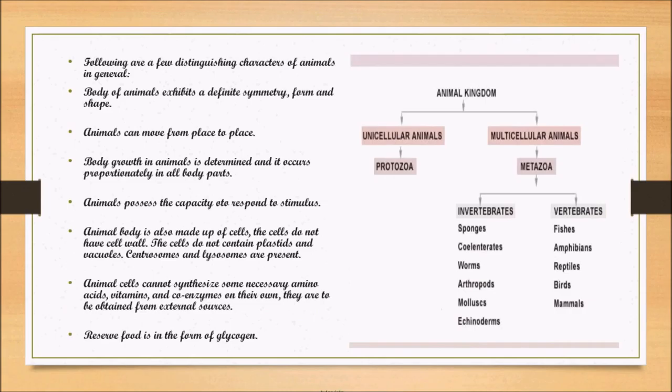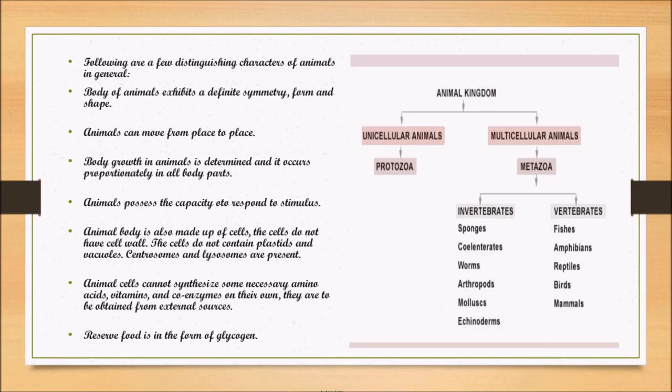Kingdom Animalia is divided into two sections, unicellular and multicellular. Unicellular animals have the example of protozoa, and multicellular animals are metazoa. Metazoa is again divided into two, invertebrates and vertebrates. Invertebrates include sponges, coelenterates, worms, arthropods, molluscs, echinoderms, and the vertebrates such as fishes, amphibians, reptiles, birds, and mammals. We have already studied in detail invertebrates and vertebrates.